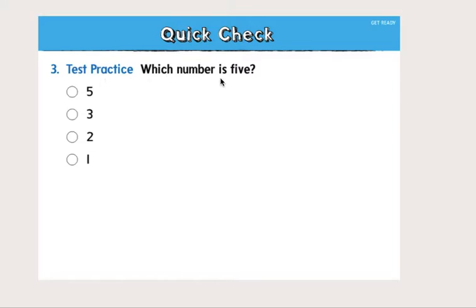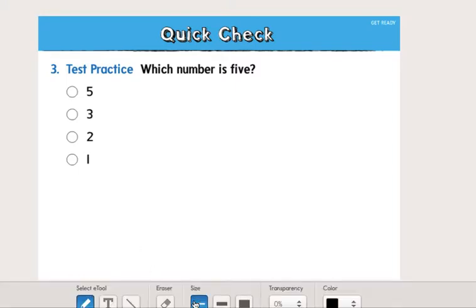Which number is 5? For a problem like this, we need to use our writing tool. Pick the correct number, pick the correct answer, and color in the circle next to it. I see that this number is the number 5. So I will color in the circle next to the number 5.